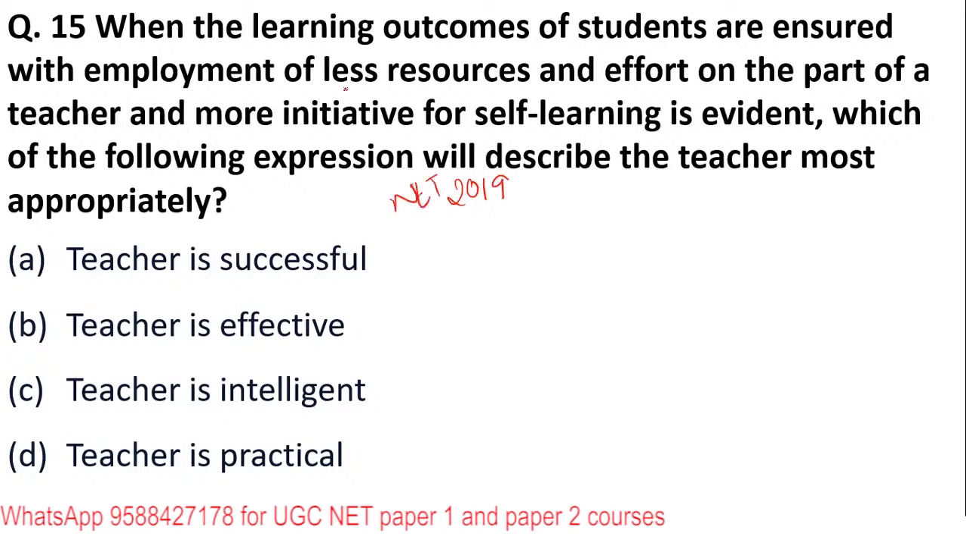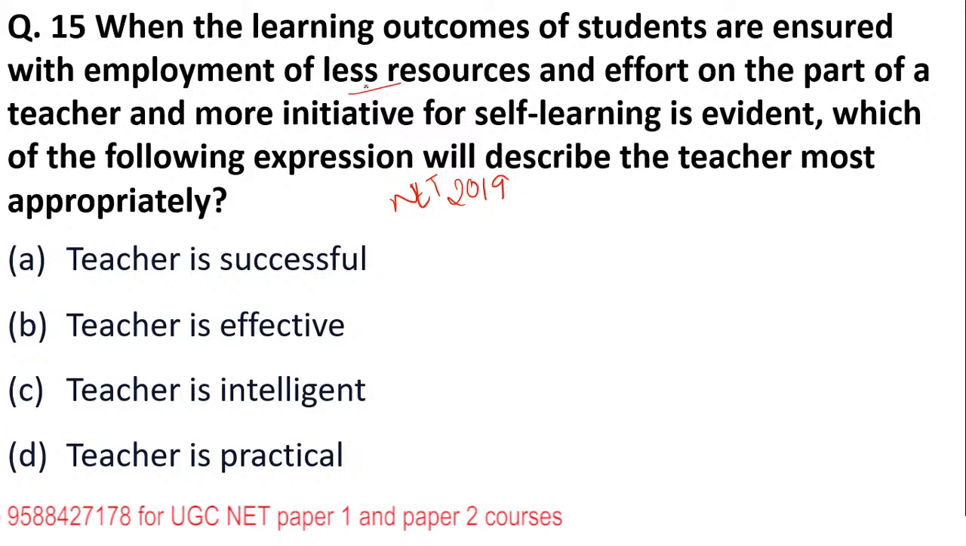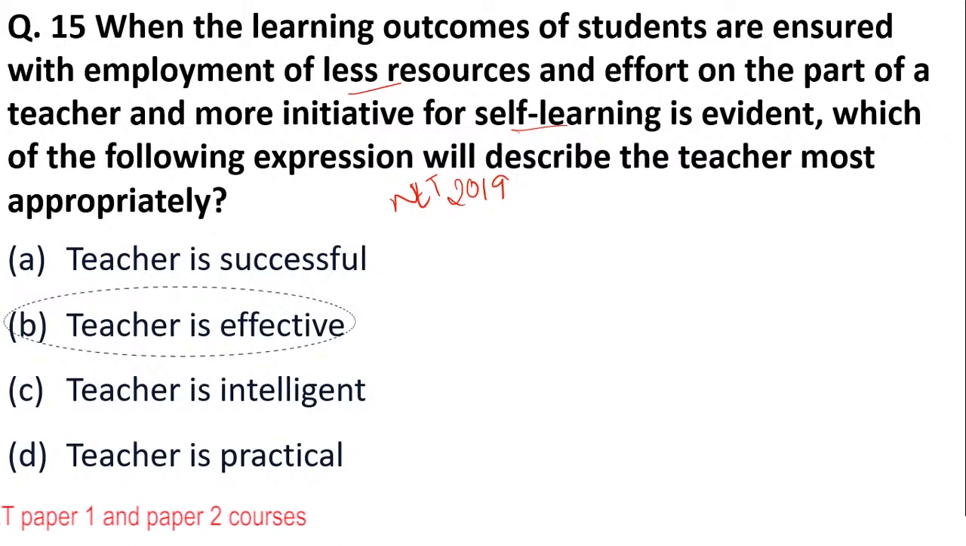Here the question says the learning outcomes are ensured with less resources, meaning the time and energy used are less, and the outcomes are more, and the students become self learners. Then the teacher is an effective teacher, because the teacher is motivating students to self learning. If the teacher is not effective, the teacher comes, teaches that subject and goes, and the student learns only that chapter. But if the teacher is effective, students will start loving learning, try to study more, and become successful in life. So self learning is very important.